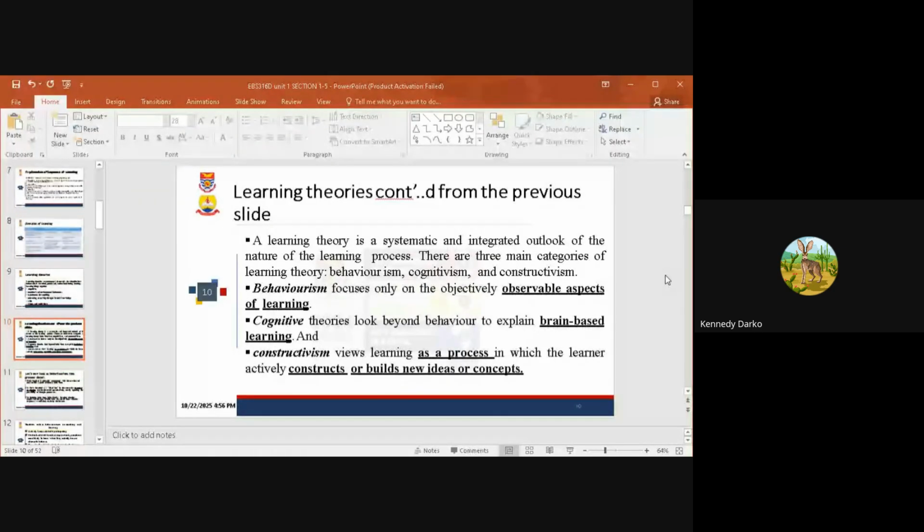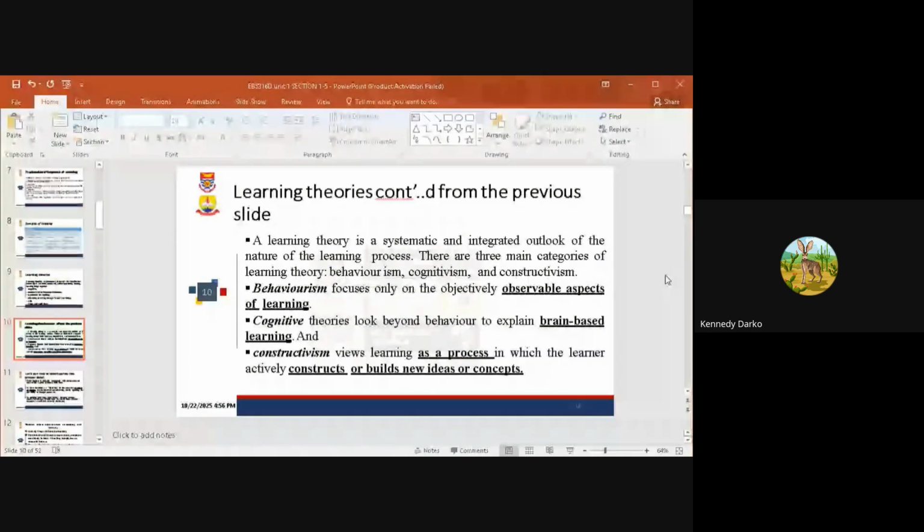Now we are continuing. When you say learning theory, we are looking at a systematic and integrated outlook of the nature of the learning process. We look at the theory, and we look at how systematically we are going to teach. That's why all our lessons, we teach systematically. We integrate certain things together so that it will give us a nice outlook, so that the learning process can be successful. When we talk about learning theories, we can talk about three main categories.